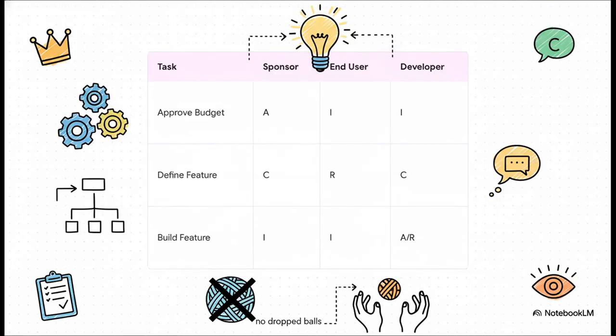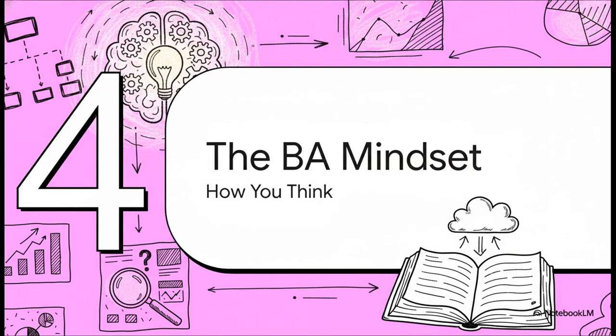And finally, to make sure everyone knows exactly who's doing what, a BA might whip out a roles and permissions matrix. You might have heard of a RACI chart. It maps out who is responsible for doing the work, who is accountable for the final result, who you need to consult, and who just needs to be kept informed. I'm telling you, this little grid can prevent so much confusion and so many dropped balls. It's a game changer.